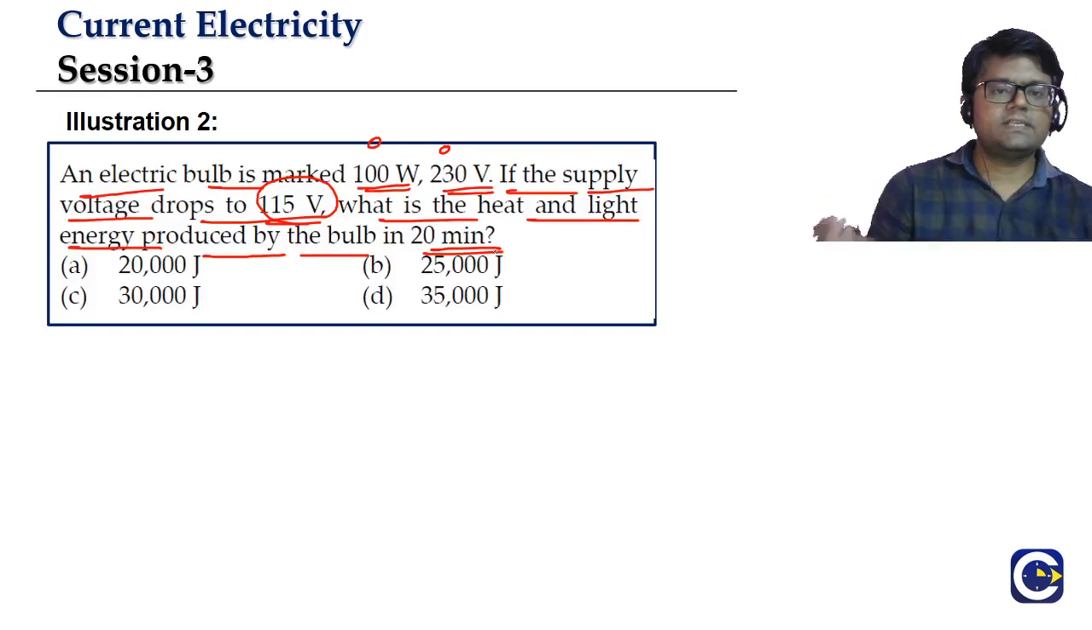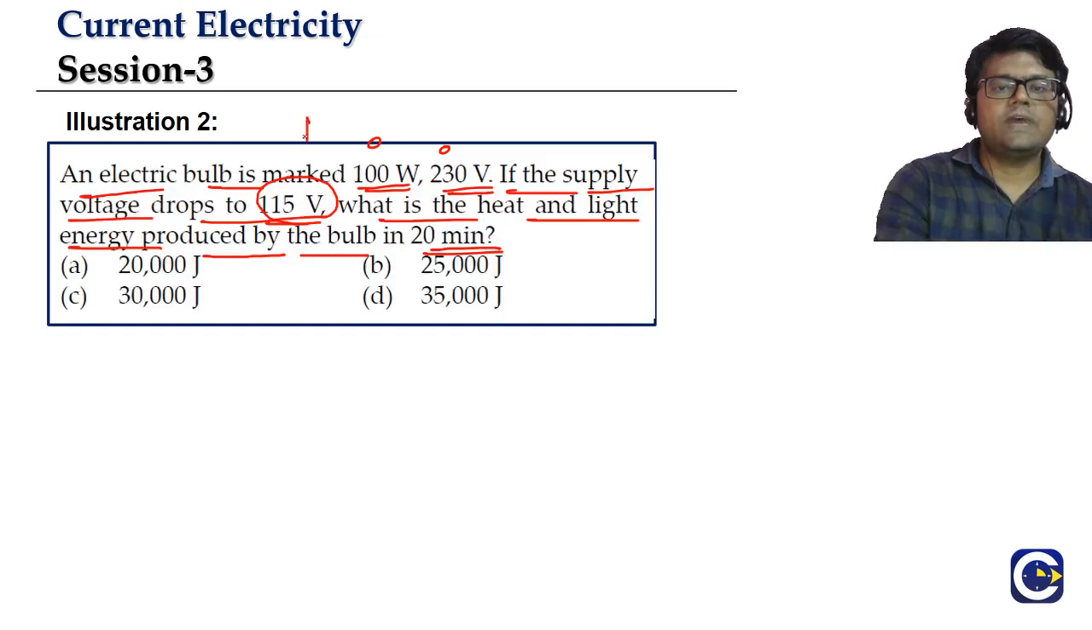So what is given to us? They have given us the power rating. From the power rating, we need to find what? We can find the resistance value. So from the power rating, we can find the resistance value.